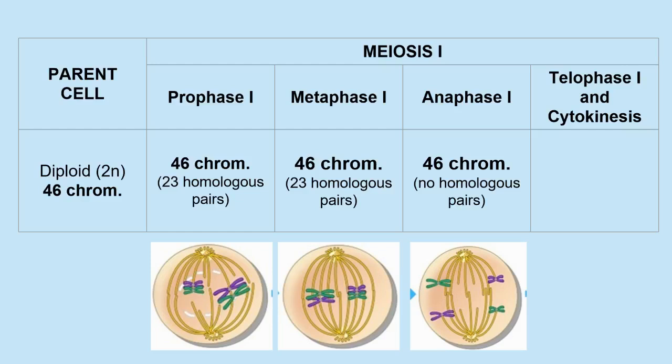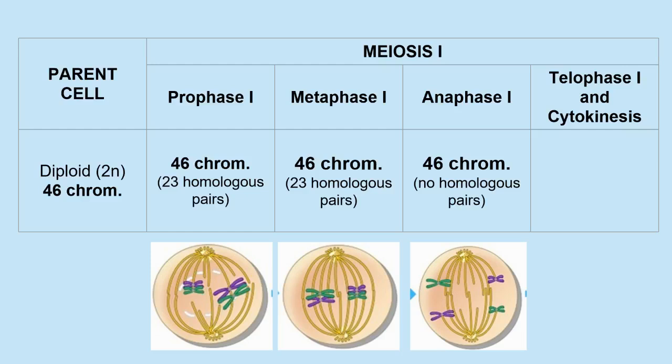Bilangin natin chromosomes with the metaphase I. 1, 2, 3, 4, but it is still the same. 1, 2, 3, 4, pinaghiwalay lang po talaga sila with the anaphase I.